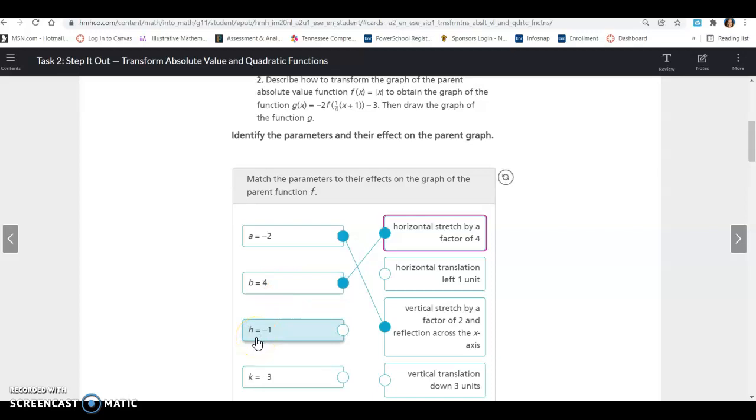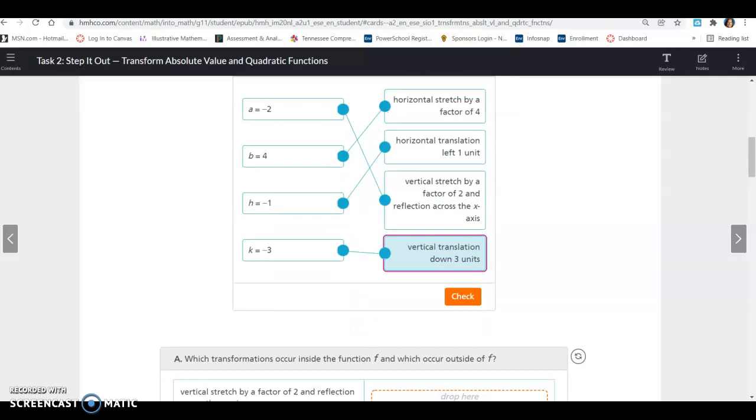And then h is -1. H is always opposite the sign inside the parentheses. Anything inside the parentheses is always opposite the sign. So h equals -1 is a horizontal translation left 1 unit. And then k moves you down 3 units, a vertical translation.